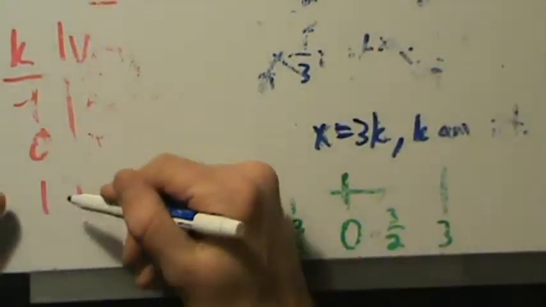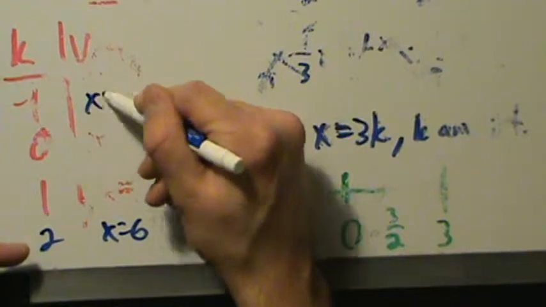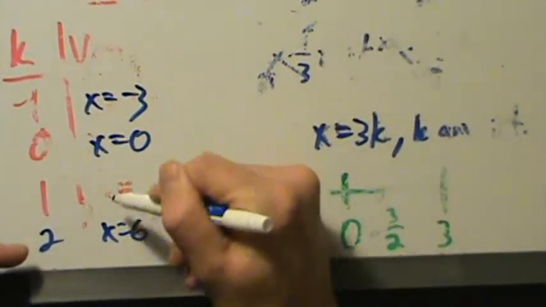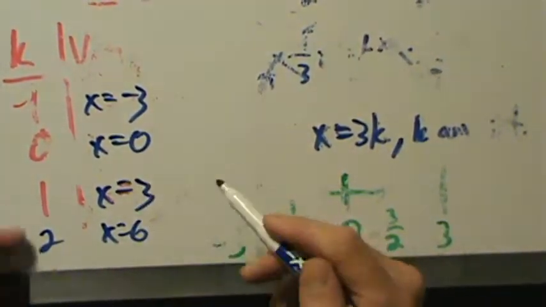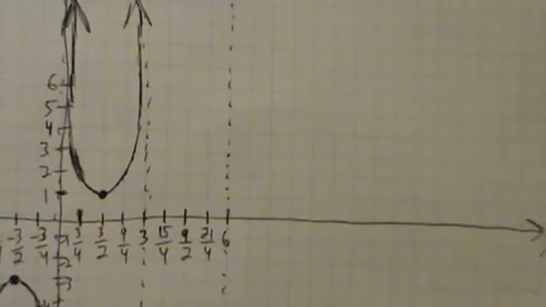So if we plug in k equals 2, then we're going to get x equals 6. Remember here we had x equals -3, x equals 0, x equals +3 for k equals -1, 0, and 1, then k equals 2 will give us x equals 6. So a couple different ways of going about doing this whole thing. But anyway, zoom in a little more here.